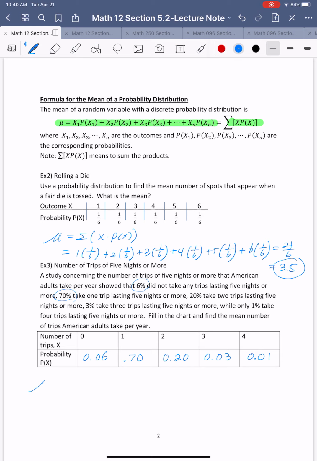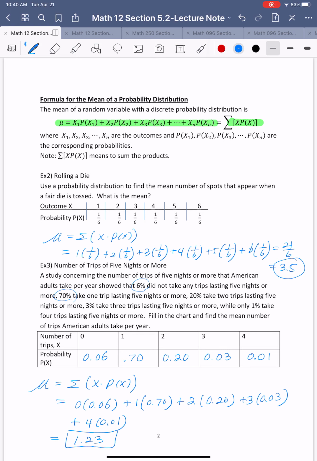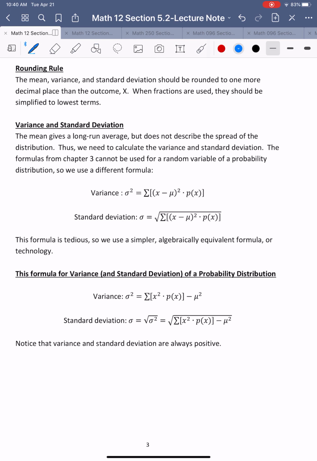All right, so same thing now. In order to find the mu, which is sigma of x times p of x, you have 0 times 0.06, 1 times 0.70, 2 times 0.20, plus 3 times 0.03, plus 4 times 0.01, and then I got 1.23. Alrighty, that's it. So the rounding rule is the same: you should round one more decimal place than the outcome x, but with a fraction, you have to put it in lowest terms.